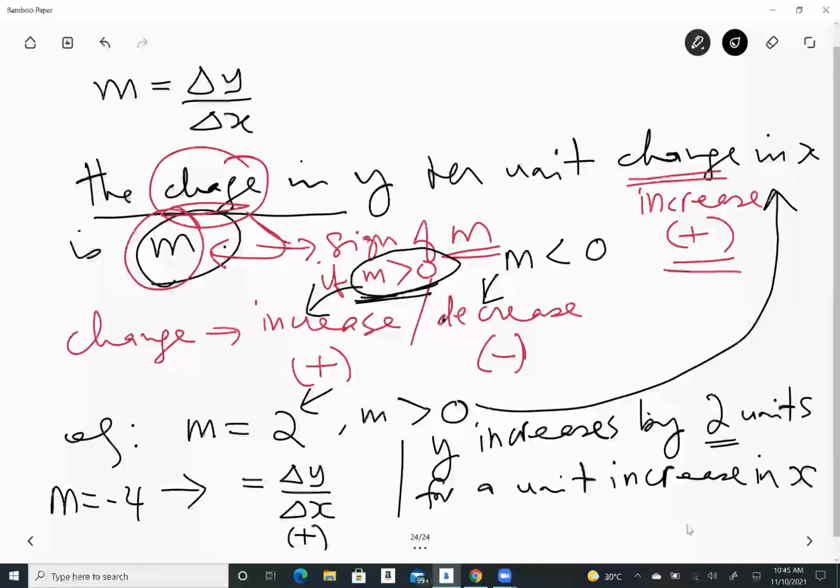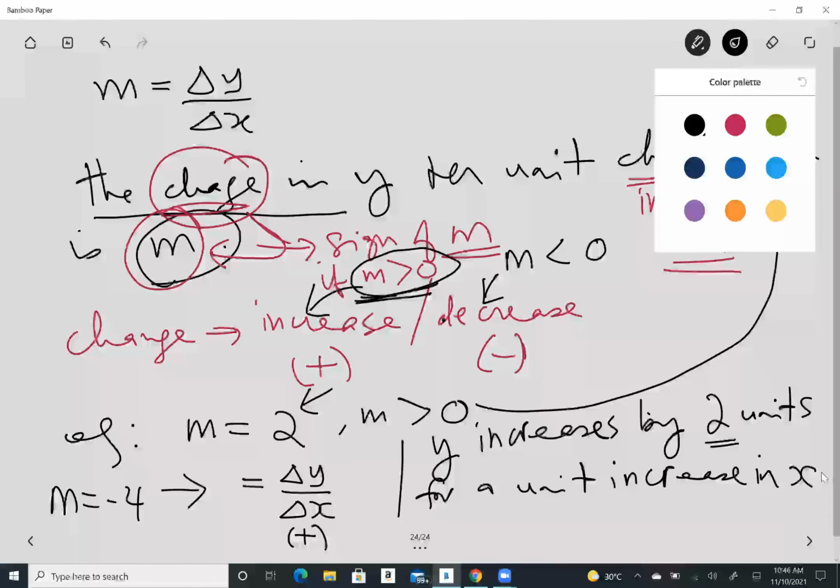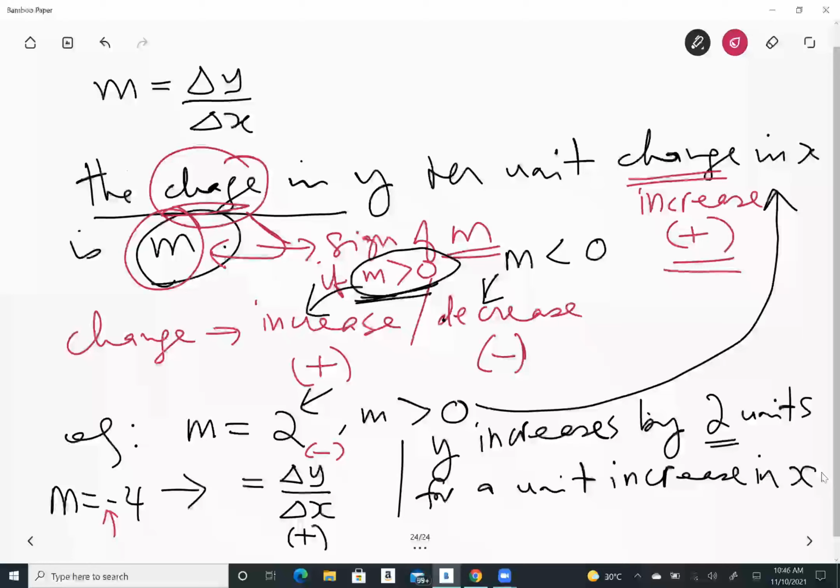Y increase or Y decrease? Y decrease, because the slope or the M is negative. So when X increases, Y must decrease. X increased by 1 unit, we know. So given M is -4, Y must decrease. So we say, I put here in red.